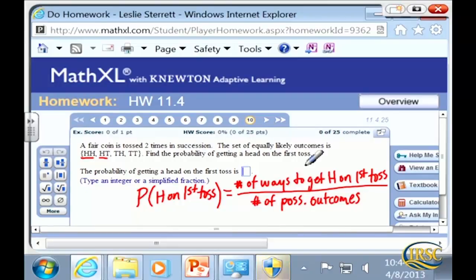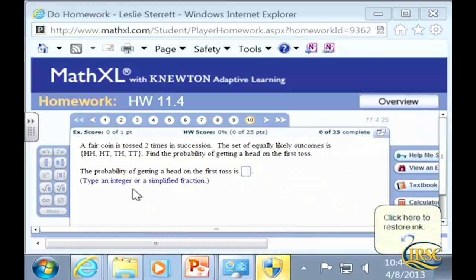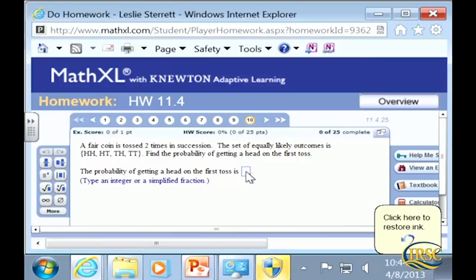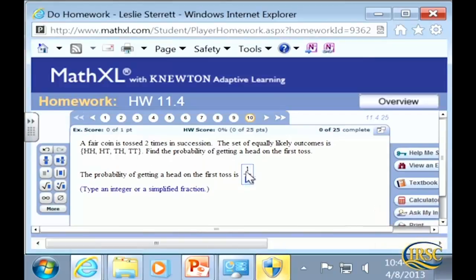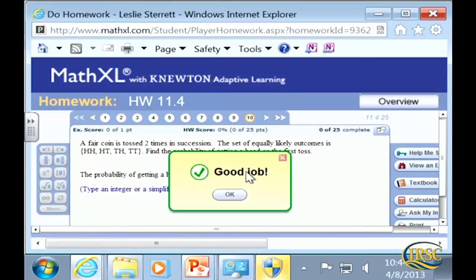So we have a numerator of 2, and the total possible ways that this can happen is 4. So 2 over 4, but then again, don't forget to reduce your fractions. So 2 over 4 reduces to 1/2. Notice it's very specific, type an integer or a simplified fraction. Good job.